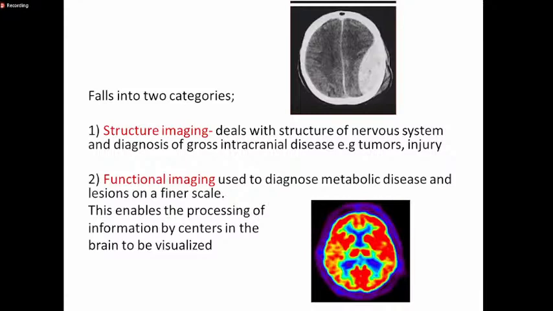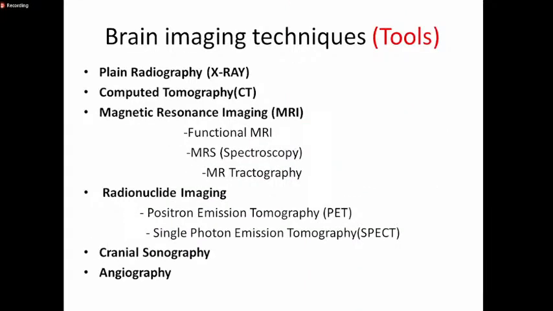For example, if you want to study epilepsy, that would be functional imaging, and you want to identify convulsion, that would be functional imaging. When you're dealing with the tumors, when you're dealing with hemorrhages like the one shown there, that is structure imaging.